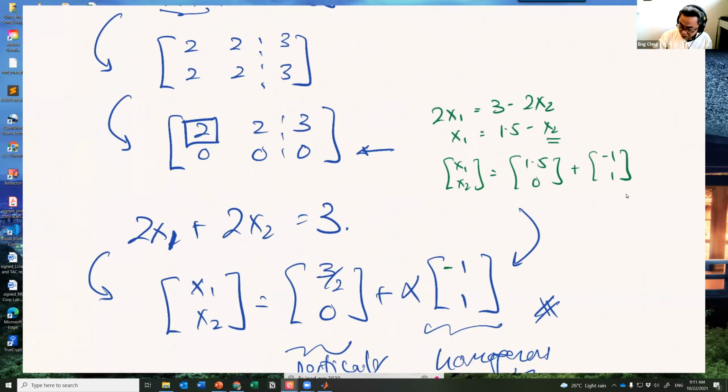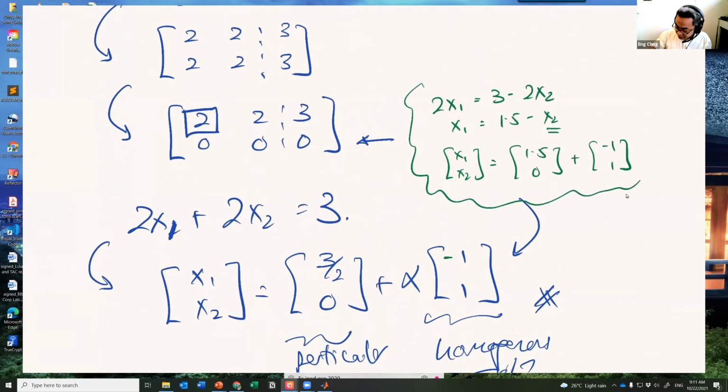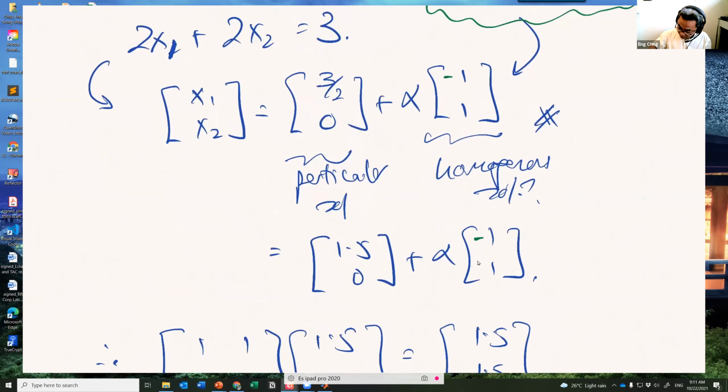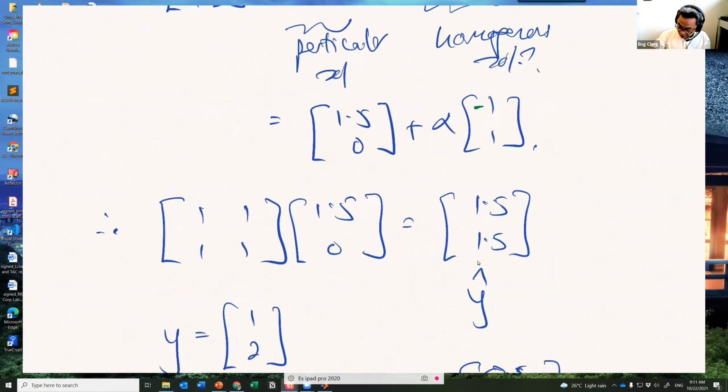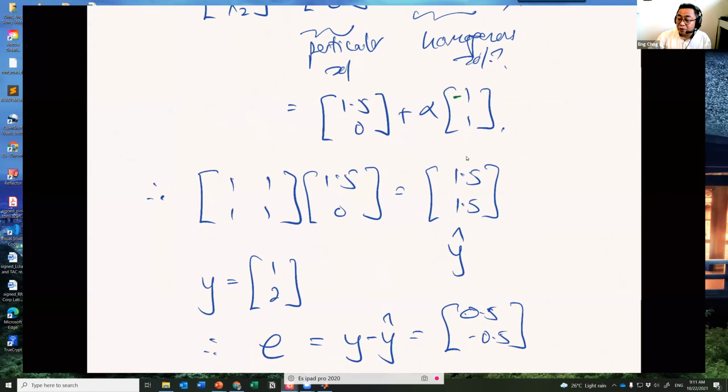So now I show you how I do my homogeneous equations. I have these equations, 2x1 plus 2x2 equals 3. And then to find the homogeneous equations, we do it this way. This is the process. So my mistake is here, minus 1 here, minus 1 here. And of course I can ignore the homogeneous equations because this doesn't affect the solutions at all. And then I set alpha to 0 and I solve for it this way.